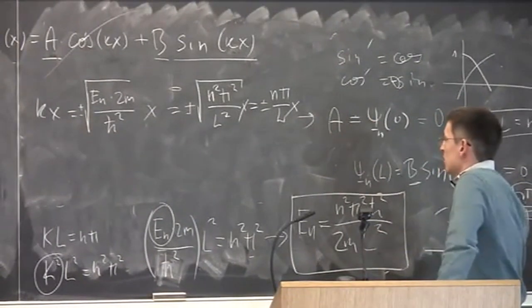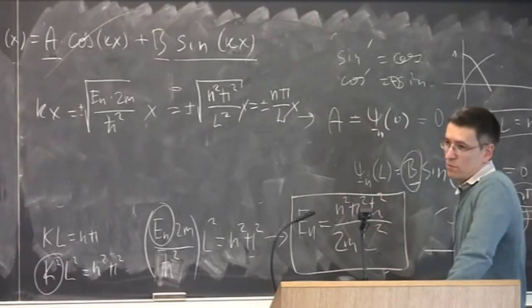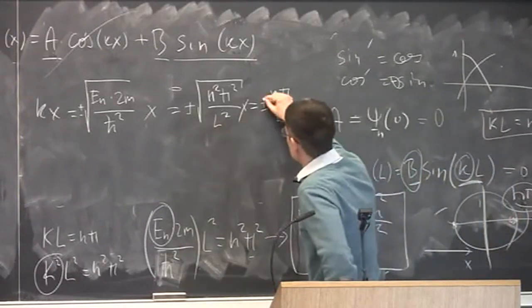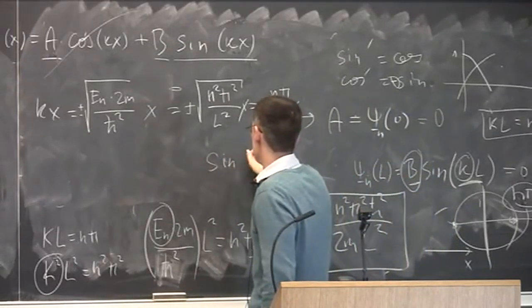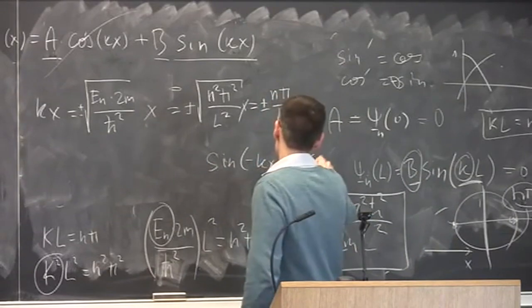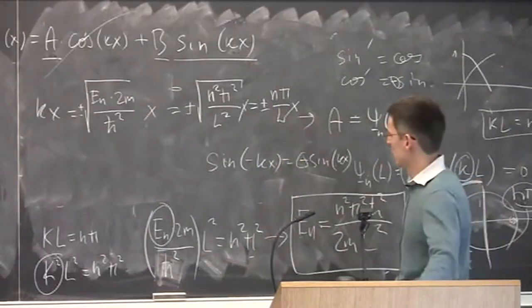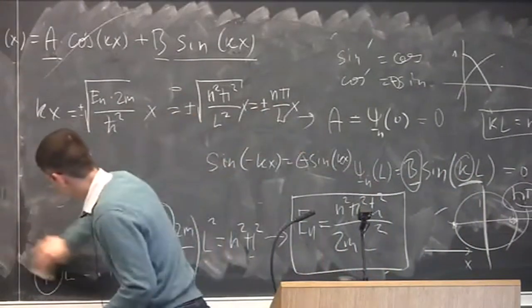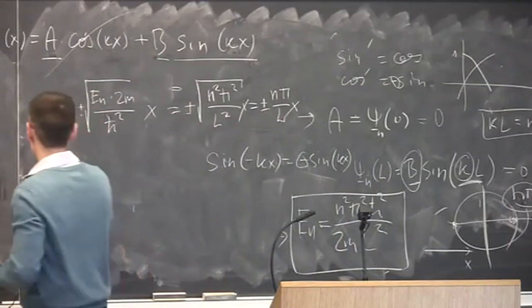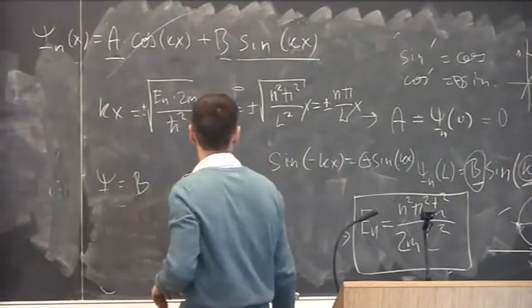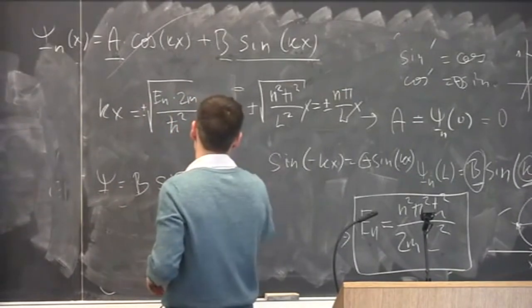Now this plus or minus doesn't really make any difference, because we can always put the plus or minus into the B. In the sine function, if it's plus, it's plus. If it's minus, sine of minus kx will be equal to minus sine kx, right? And the minus will go to the constant. Because we haven't yet defined what B is, we can write the function as B sine of n pi x divided by L.